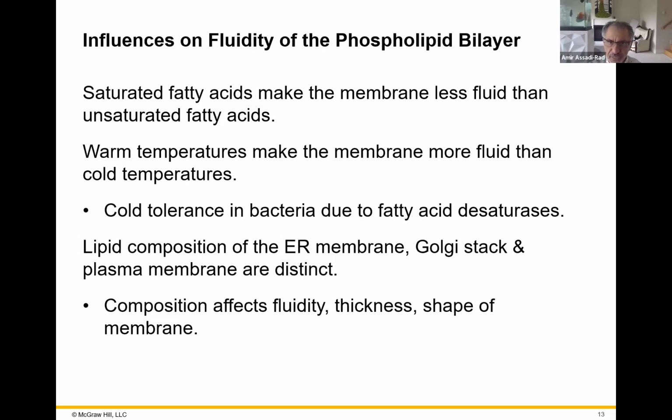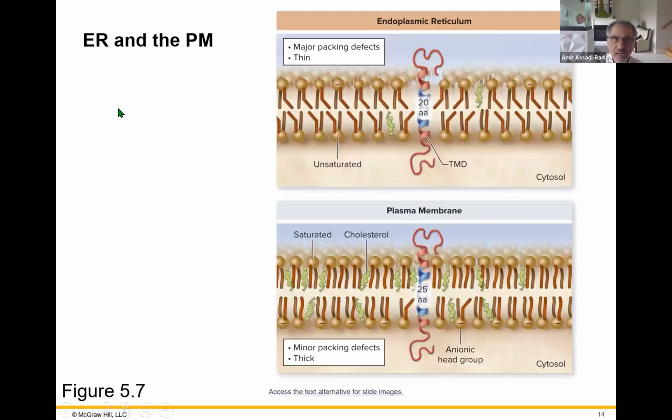Composition affects the fluidity, thickness, and shape of the membrane. Here they are in the endoplasmic reticulum and the PM, the plasma membrane. The differences he's talking about: major packing defects, thin, but they have more cholesterol here, more saturated fatty acid here, more unsaturated fatty acid here. And the protein molecules usually 25 amino acids here, 20 amino acids here.